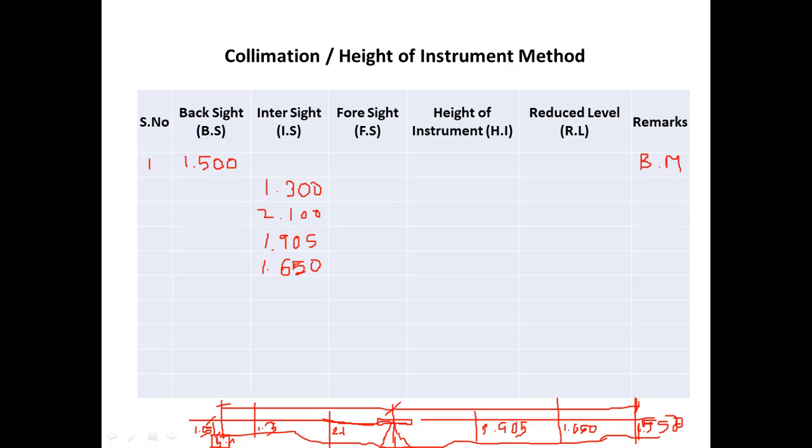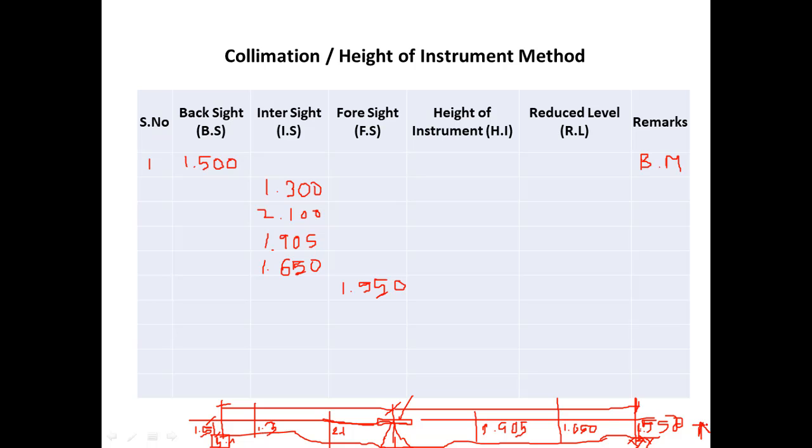So this is my last reading which can be taken with respect to this instrument position. This reading I am going to write in foresight: 1.550. After that I never change this instrument, I never change this leveling staff position. Now I am going to change my instrument position from here to somewhere here.